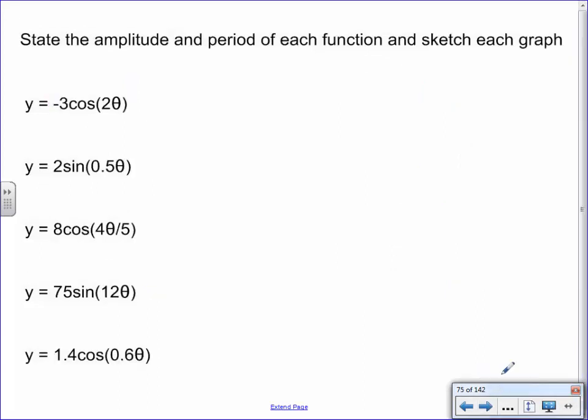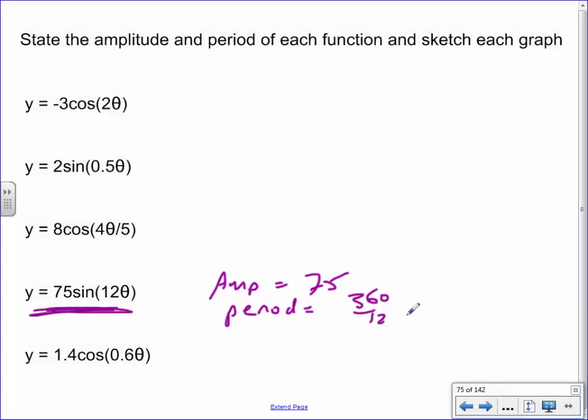Okay, why don't we skip this question here? You could do both at the exact same time. You could affect this direction and this direction. Why don't I just do one of these, though? You guys should just watch. If I were to give you this one right here, the amplitude would be 75, and the period would be whatever 360 divided by 12 is, which is 30. Okay. Easy? Okay, so let's just do that one.